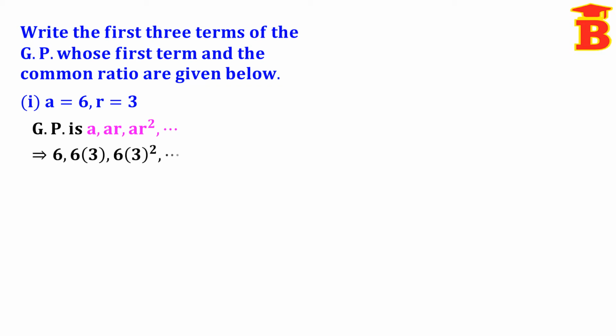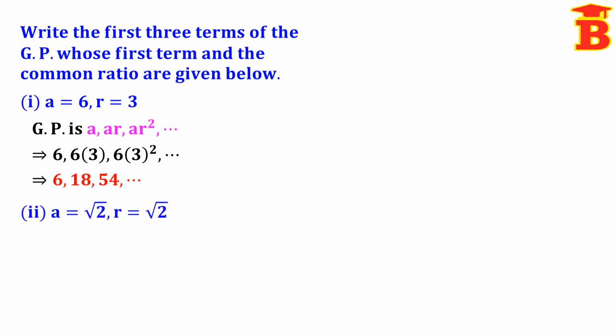So this implies 6, 6 into 3, 6 into 3 square, etc. So this implies 6, 6 into 3 is 18, 6 into 3 square is 9, 6 nines are 54, etc. And this is the answer.